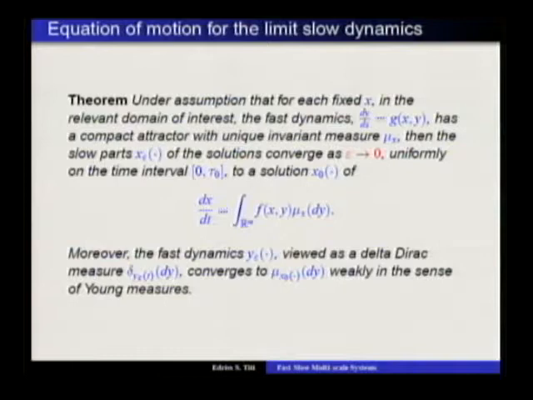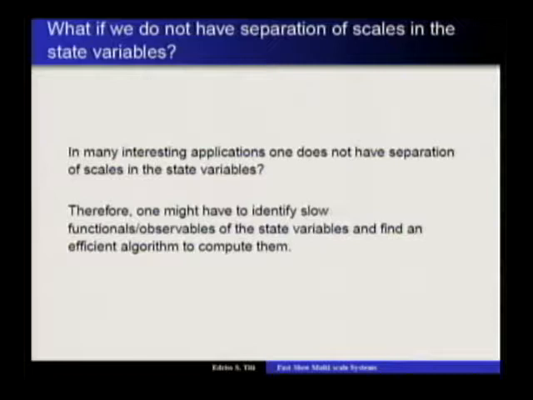All right, so this basically gives you the situation of why this Young measure is a natural extension for this situation, because then you have basically the fast. But this is, again, under the assumption that I told you I would like to avoid, namely, I have separation of scales. I have fast and slow. But nonetheless, it is inspirational. So in many interesting applications, one does not have separation of scales, state variables. Therefore, one might have to identify slow functionals or observables of the state variables and find an efficient algorithm to compute them. That's basically my program. Suppose I don't have the separation of variables, what can one do?